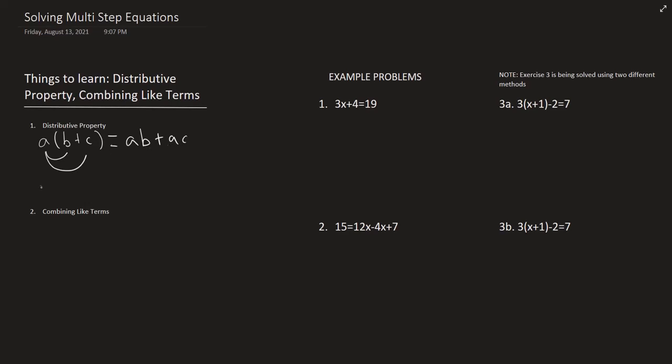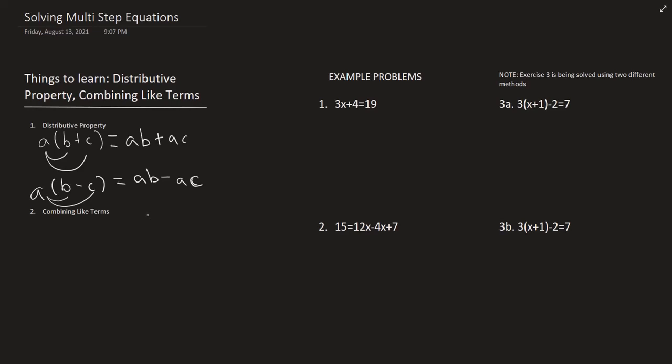And another way we can interpret it is this way. If you have A times (B minus C), it's basically the same thing, but with a subtraction sign. So multiply A by B and A by C, and then it would be AB minus AC, which is the same concept as this, but just a different operator.